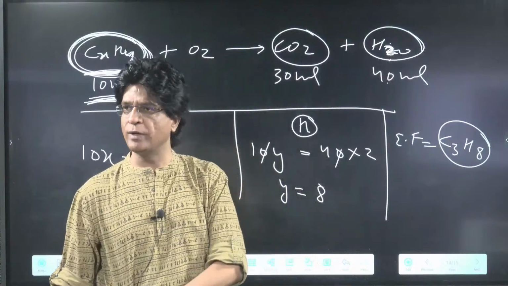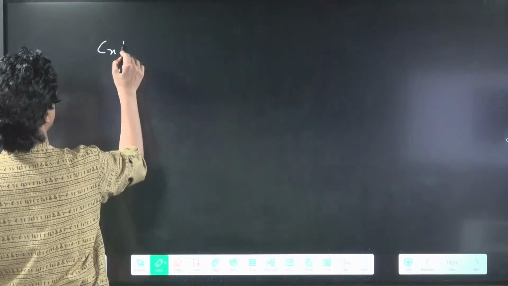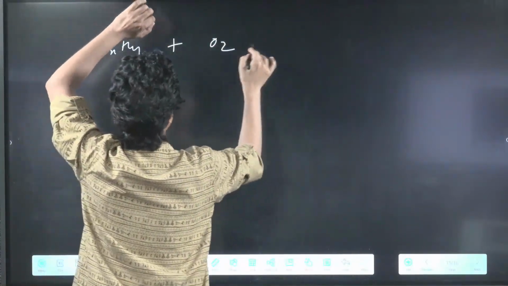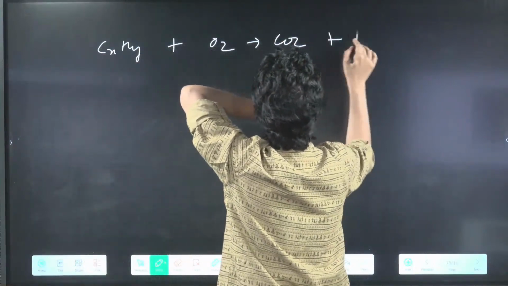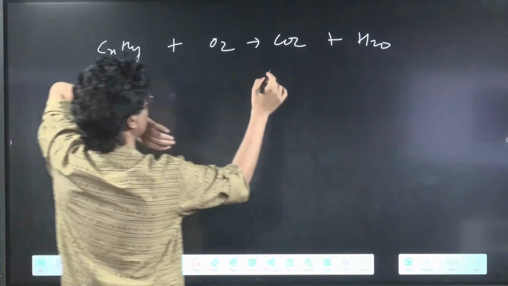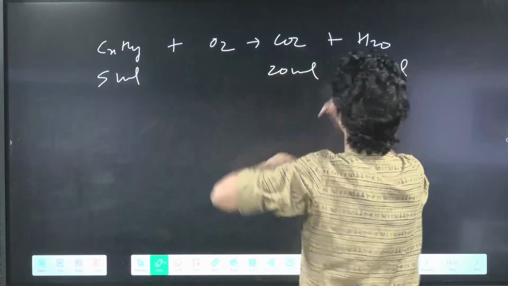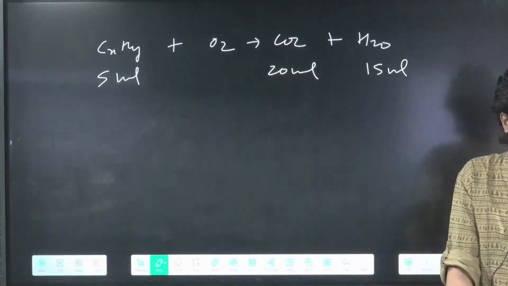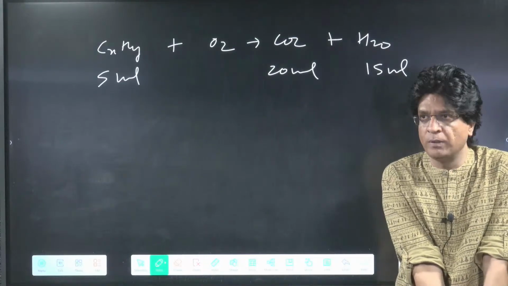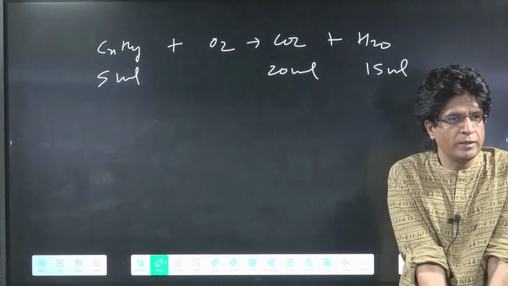So we'll quickly do one more question. CxHy plus O2 giving you CO2 and H2O, and they're saying 5 ml will give me 20 ml of CO2 and 15 ml of water. Find out the empirical formula. Be careful.